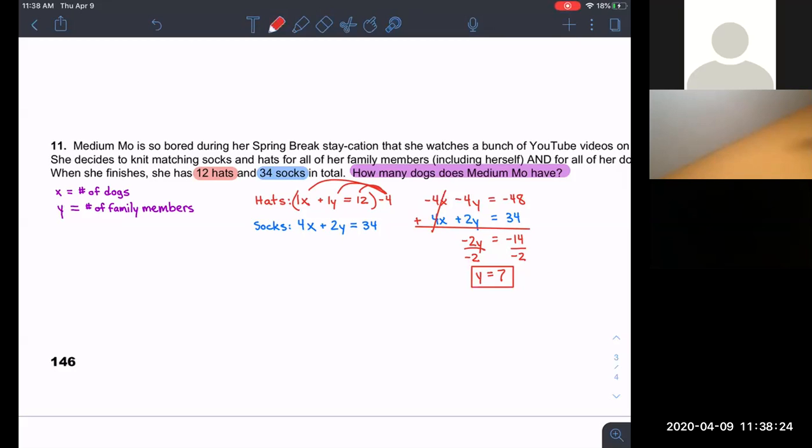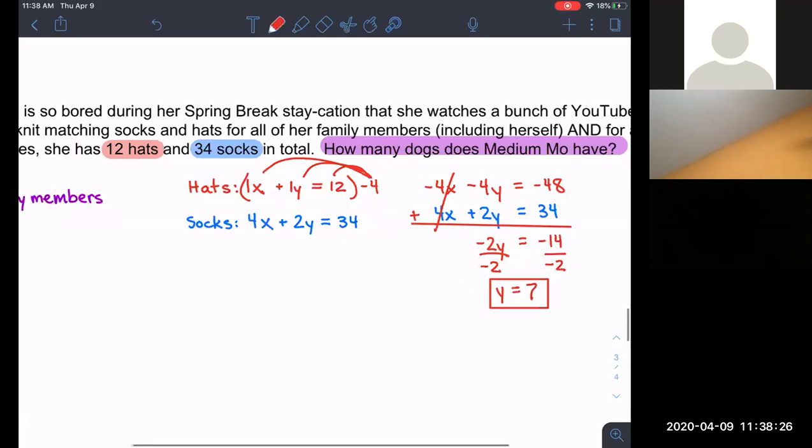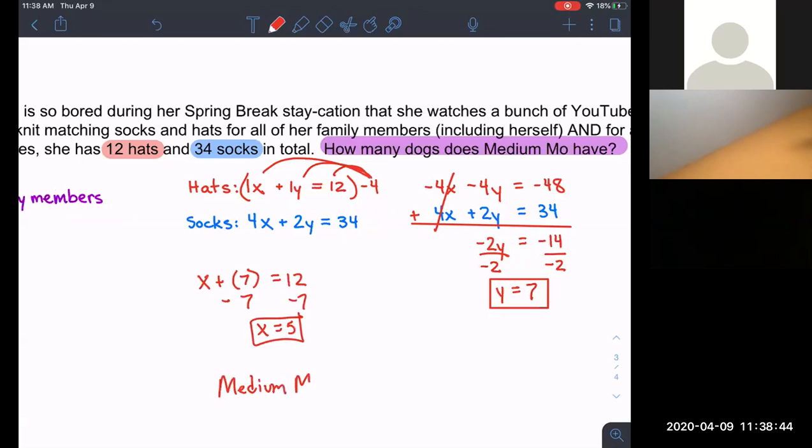How would we do that? Normally, like algebraically, we would take the top equation, x plus y, and we put a 7 in for y, equals 12. And then all we have to do is subtract 7, we get x equals 5, and then we can answer the question. Medium Mo has 5 dogs.